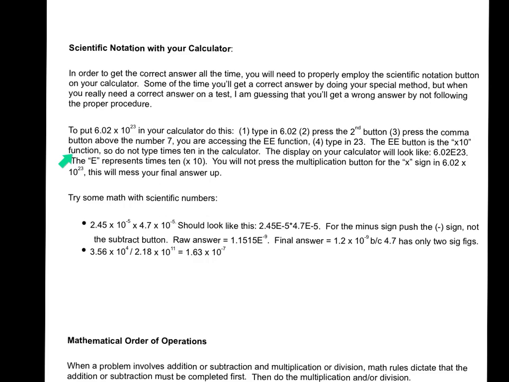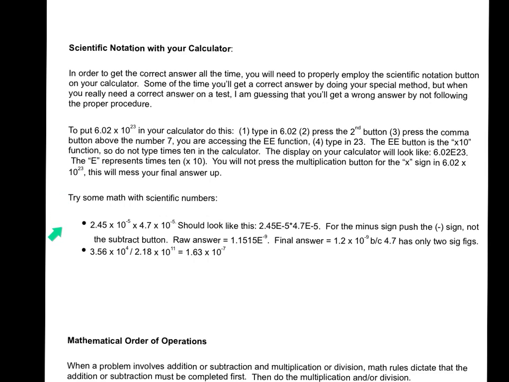So the EE button is the times 10 button. It will not show up on your calculator's times 10s. Do not type in times 10 in your calculator. You'll get it right some of the time, but probably when you need it right, it won't be. So the display on your calculator will look like this, 6.02 capital E 23, and that E means times 10. It's representing the times 10. So you'll not press the multiplication button again. The E embodies the times 10.